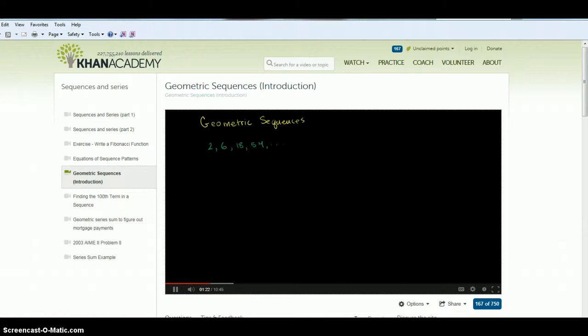So if we want to get some notation here, this is my first term. Call it A1 for my sequence. And each time I'm multiplying it by a common number. And that number is often called the common ratio. So in this case, A1 is equal to 2, and my common ratio is equal to 3.